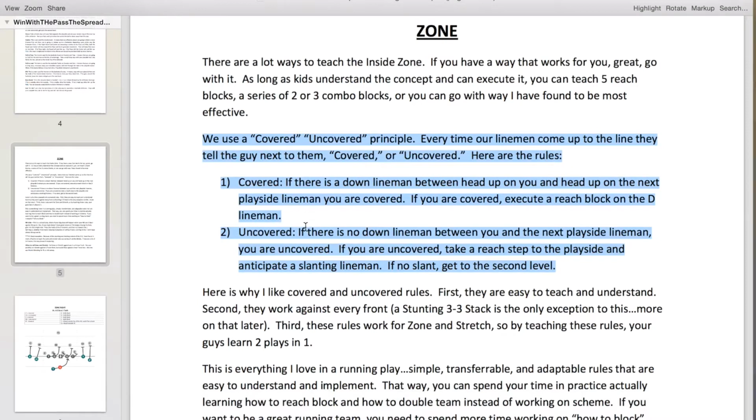If we are uncovered, that means there's no down lineman between us and the next play side lineman. Then we take a reach step to the play side, anticipating a slant and giving help. And if there's no slant, then we get up to the second level. So basically, this is the double team.